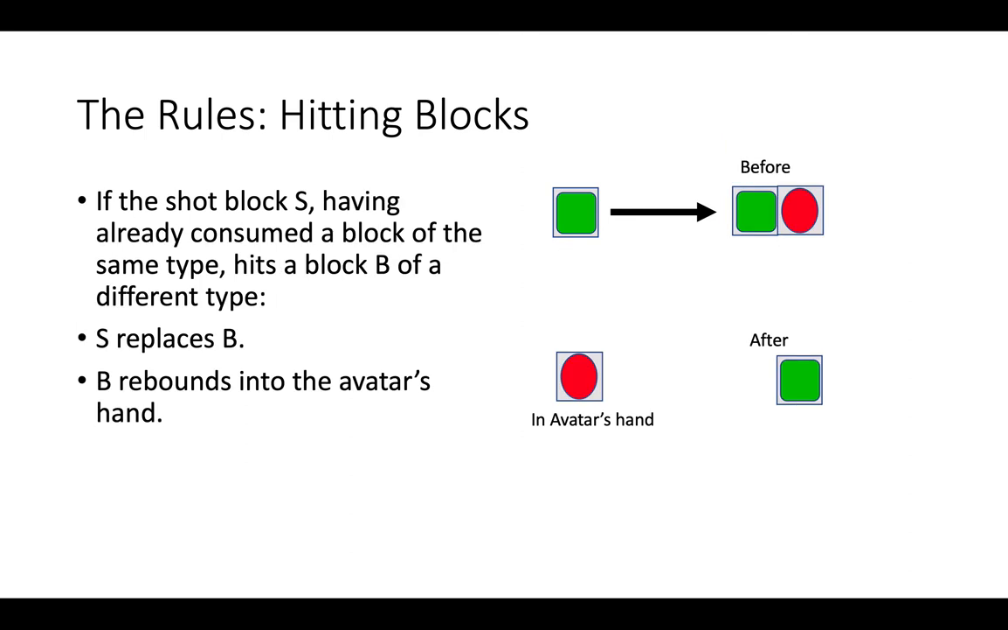Now, after we've shot a block and it's consumed something of the same type or color, and then it hits something else, another block with a different color, this is what happens. The block that we originally shot will replace the different colored block in the grid, as you see in the example there, and that different colored block will itself bounce into the avatar's hand.